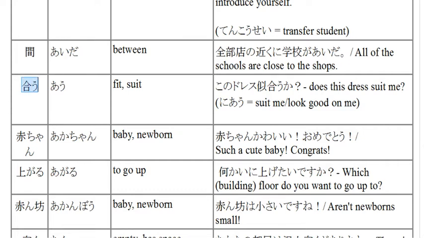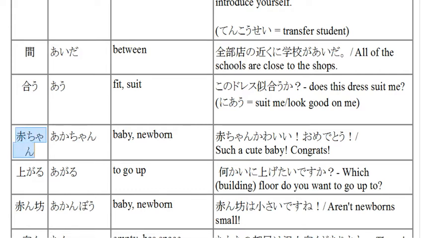Now we have au. Au, not for meeting, but for this au, with this kanji, it's to fit or suit. So quite an easy one. So kono doresu ni au ka. Does this dress suit me? Does it fit? Does it suit and look good? So ni au. Ni au ka, does it suit me? Does this look nice? That's how to use ni au ka, which is for fitting or suit. Ni au ka, does it look good? And the thing we're asking about is the dress. Doresu, dress. Kono doresu, the dress you are wearing.